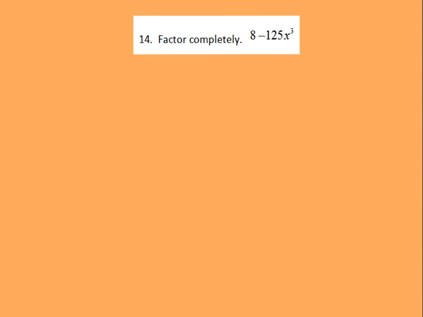All right, so I'm looking at this problem. I'm looking for a GCF. I don't see a GCF, so now I need to count how many terms I have. Got one term, two terms. So because I have one term, two terms, I know it's either sum or difference of cubes or difference of squares. I see an x cubed. I know this is difference of cubes.